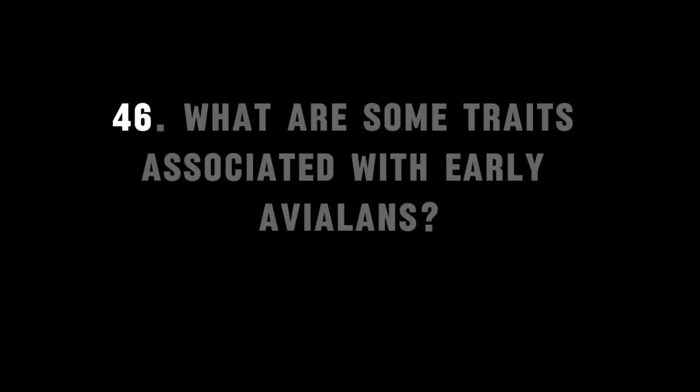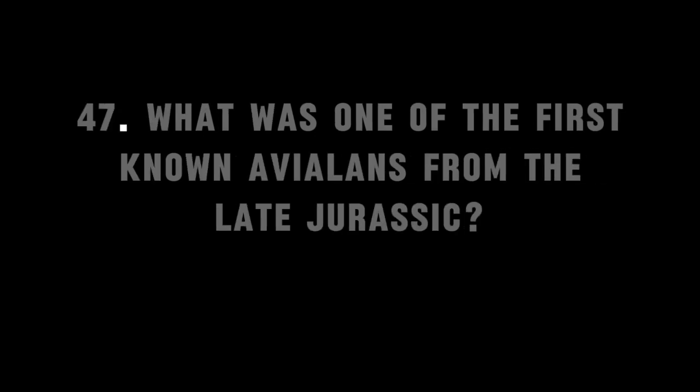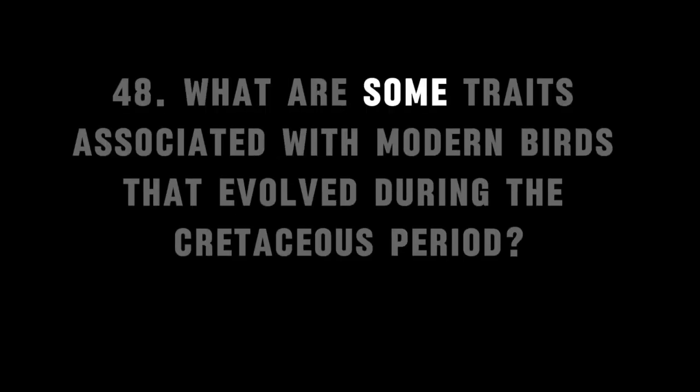45. What is the term for a specialized subgroup of theropod dinosaurs that includes birds? Maniraptora. 46. What are some traits associated with early avians? Enlarged claws on the second toe, long feathers covering the hind limbs. 47. What was one of the first known avians from the Late Jurassic? Anchiornis. 48. What are some traits associated with modern birds that evolved during the Cretaceous period? An open pelvis allowing for larger eggs and a better sense of smell.